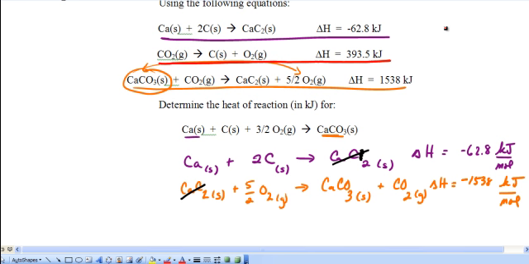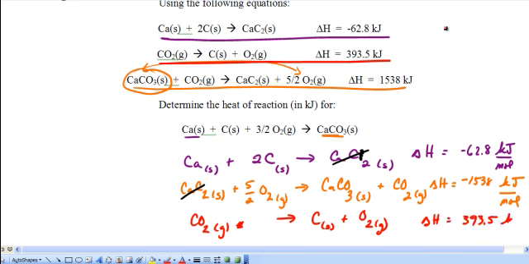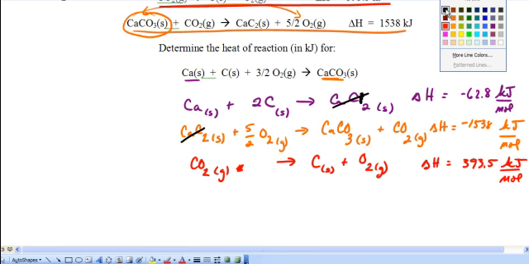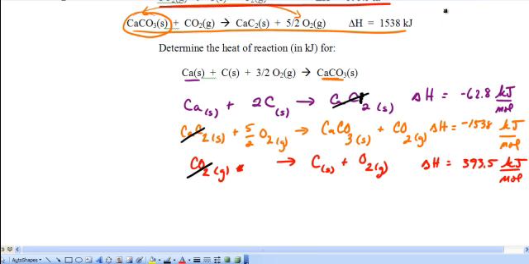And if we write that out as it is written, CO2 gas produces carbon, which will be a solid, plus oxygen gas, and the delta H for that reaction is still going to be 393.5 kilojoules per mole. Alright, let's see where that gets us. Well, if we take a look at what we can cancel out, the carbon dioxides will cancel out, one on the reactant side, one on the product side.